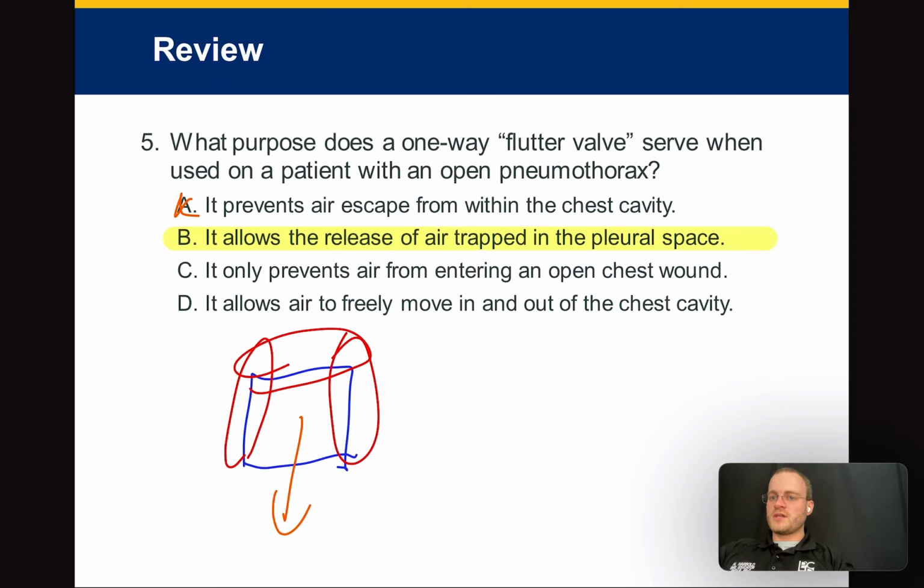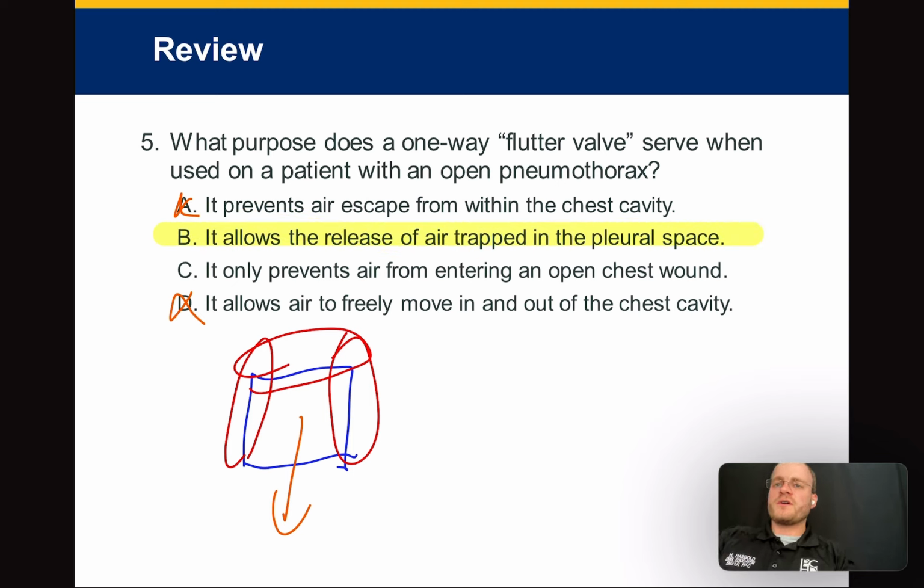It allows the release of trapped air in the pleural space. That sounds good to me. It only prevents air from entering an open chest wound. I don't know about that. It allows air to freely move in and out of the chest cavity. This would be wrong as well. Yeah, what I chose was correct.